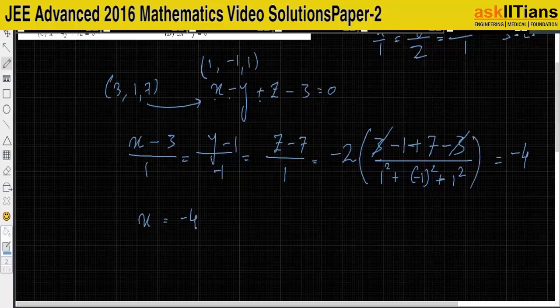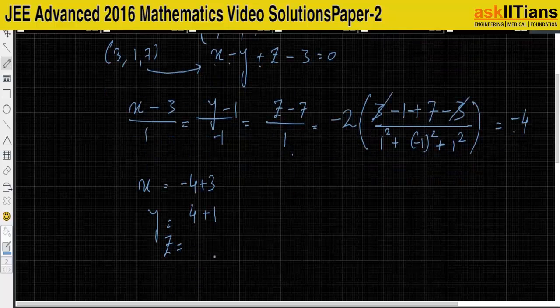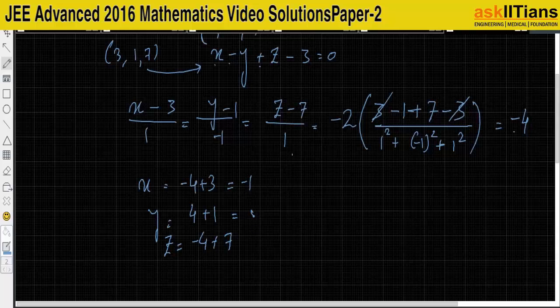So x will be minus 4 plus 3, y will be 4 plus 1, and z will be 1 into minus 4, so minus 4 plus 7. So x will be minus 1, 5 and 3. So point P is actually minus 1, 5 and 3. This is image of that point in this plane. Okay, minus 1, 5, 3. This is the image. Now I got the image.